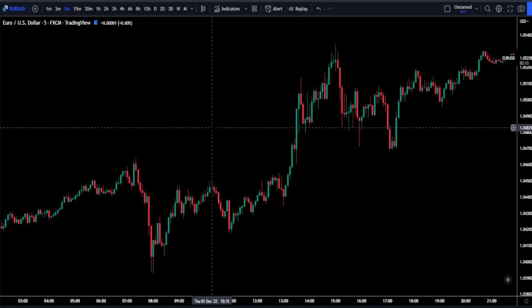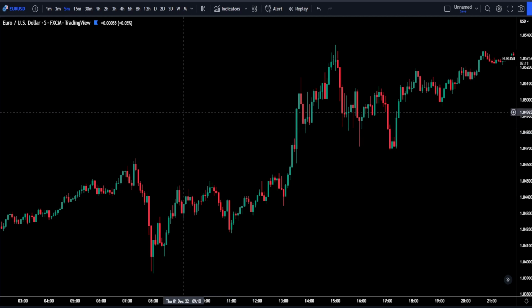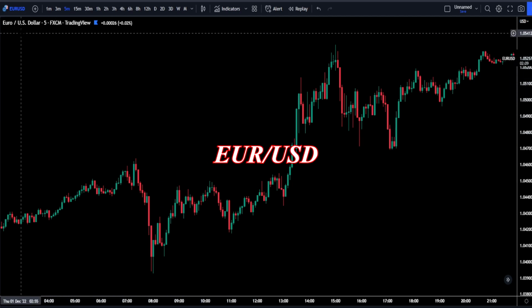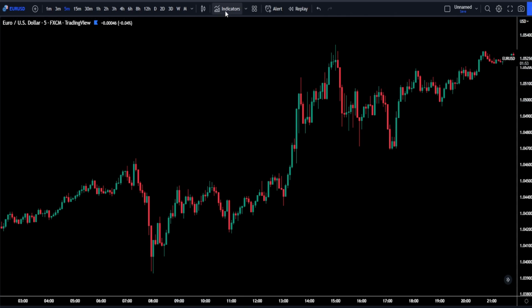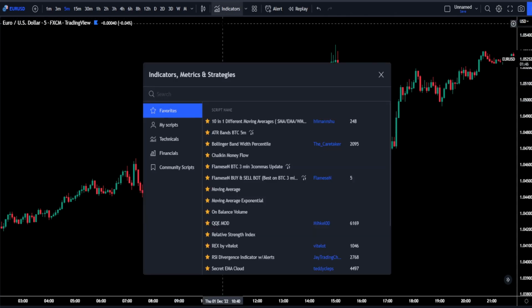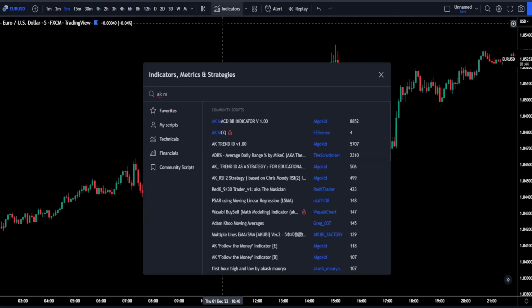So let's first head over to TradingView.com, open up the euro versus the US dollar, and set the time frame to 5 minutes. This strategy can be used on most time frames, including the 1 minute, the 15 minute, and also the 30-minute chart. The next step will be to come up here to our indicators tab, and then you'll be searching for the AK MACD indicator, which is this one here by AlgoKit.